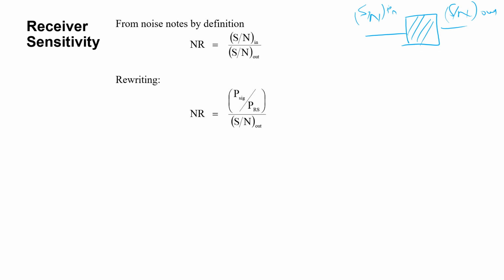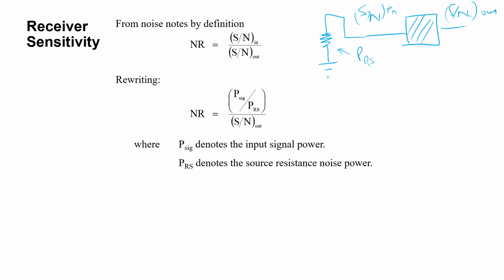So rewriting it as P signal divided by PRS. Imagine that whatever is here is equivalent to a simple equivalent resistance. So the noise power generated by this resistance can be described as PRS, or equivalent resistance noise, and P signal is the signal that we will get at the input. So P sig denotes the input signal power, PRS denotes the source resistance noise power, both per unit bandwidth.